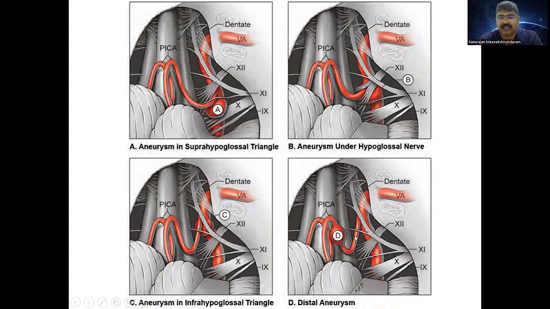And here you see a distal aneurysm. So these are the 4 possibilities of a PICA aneurysm based on its location. Either the aneurysm is in the suprahypoglossal triangle, or it is in the infrahypoglossal triangle, or it is under the hypoglossal nerve, or it could be a distal aneurysm.